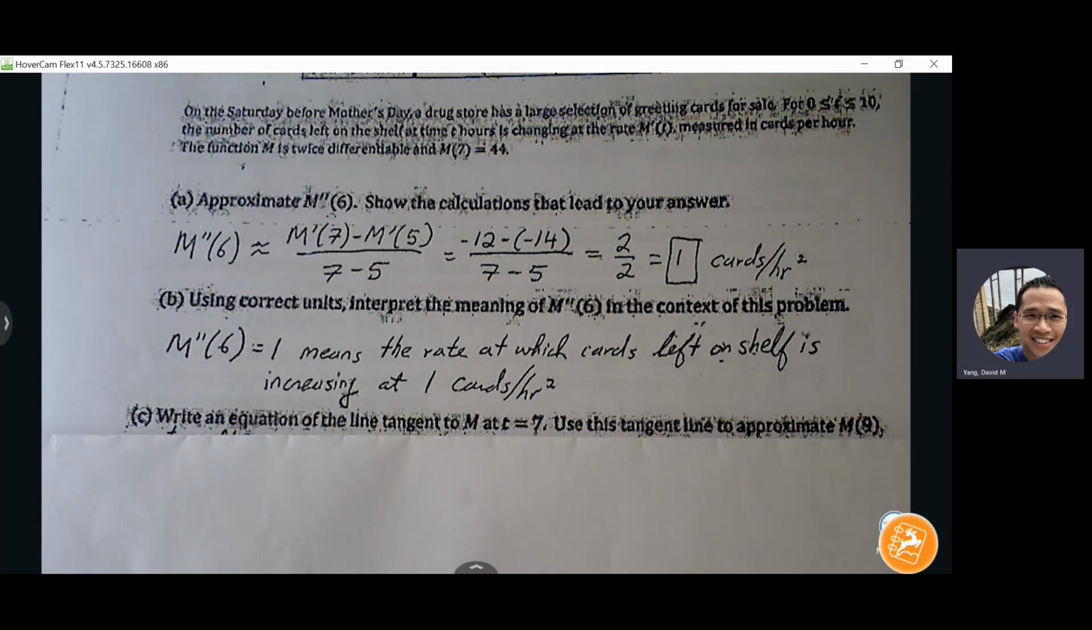So the rate at which cards are left on the shelf, that is describing m prime. But then you add the word increasing, and that's going to give it that second derivative. Right? You're basically saying rate of a rate, and if you just say that the rate of a rate is changing, that's not quite good enough, right? So you want to say that the rate at which cards are left on the shelf is increasing. Rate of a rate is getting closer, but it's not specific enough. Saying it this way shows the grader that you understand what it really means. Right?